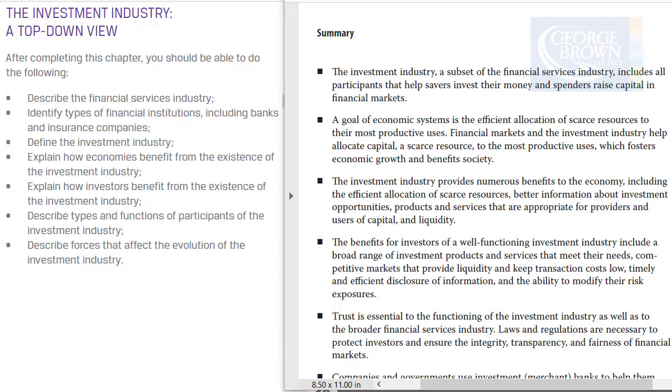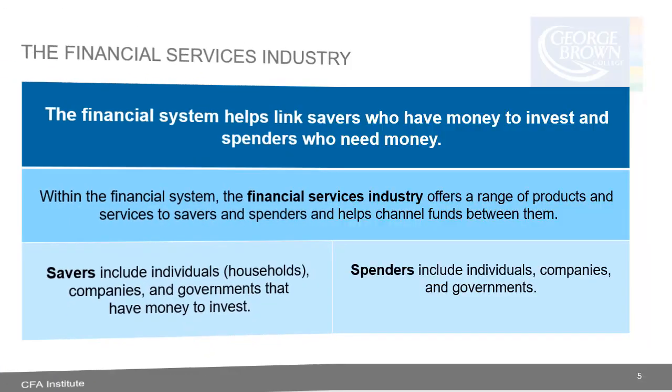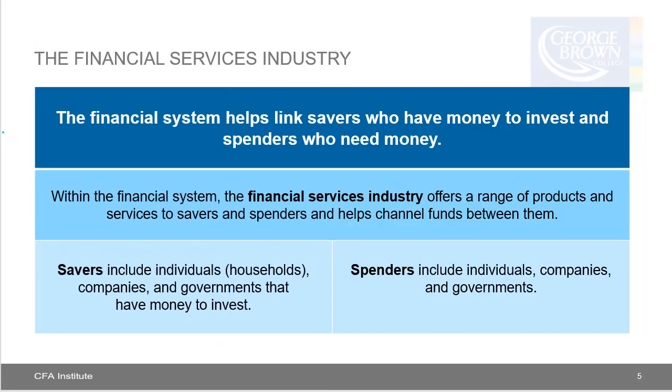Okay, so I just wanted to point out the importance of the summaries, they usually line up to the learning outcome statements quite well. So sometimes it's a good place to start your reading to get just an overall view of what's going to be in the chapter. So now we'll review some of the main points from the chapter.